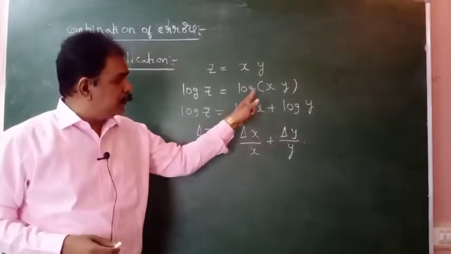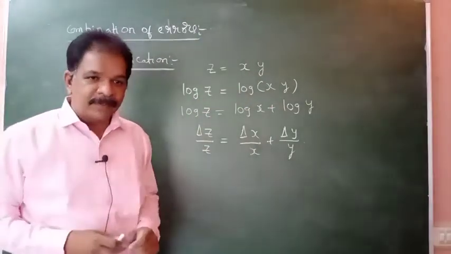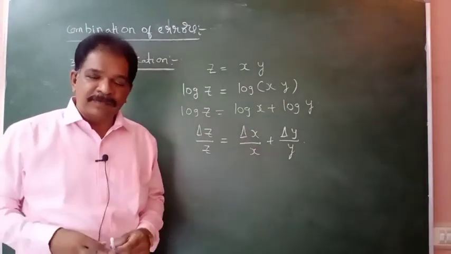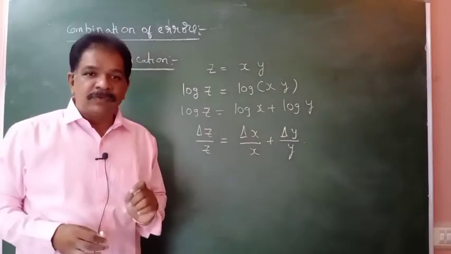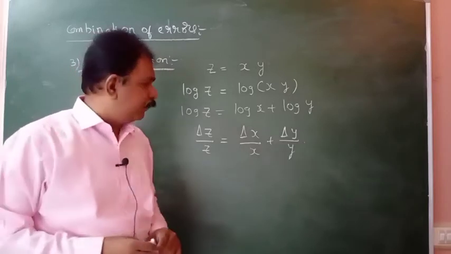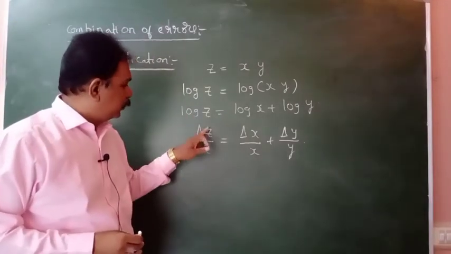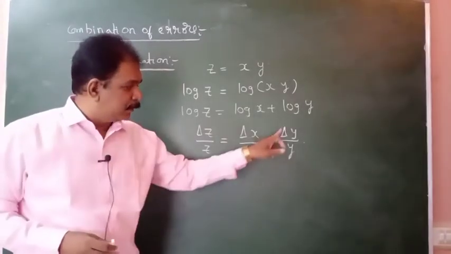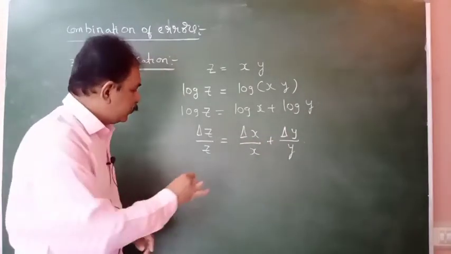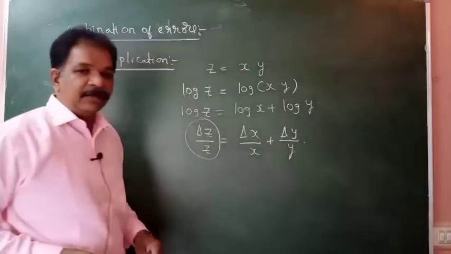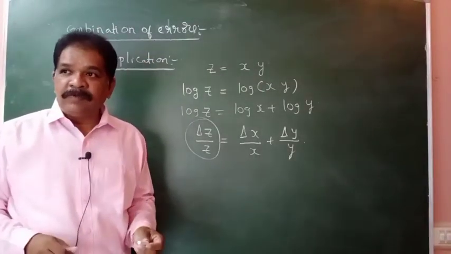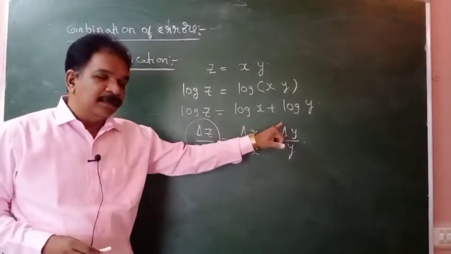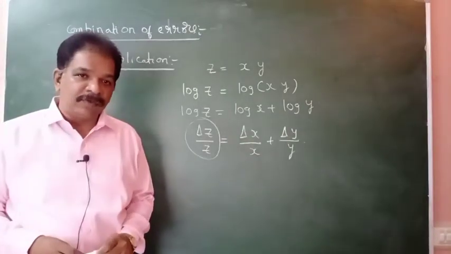So log z is equal to log xy. I took logarithms on both sides. Log xy I can write as log x plus log y, that is the formula. Log ab is equal to log a plus log b. So if you differentiate this one, delta z by z is equal to delta x by x plus delta y by y. So this is called relative error. Clear? Find the relative error in the measurement of z means delta x by x plus delta y by y, you have to calculate.